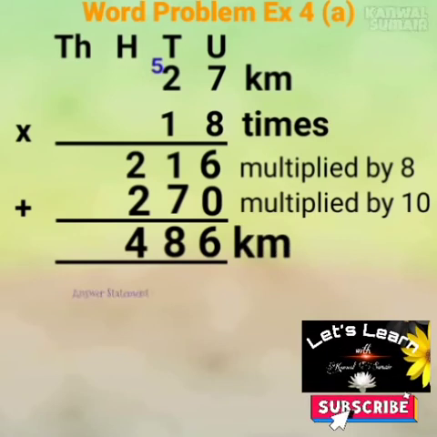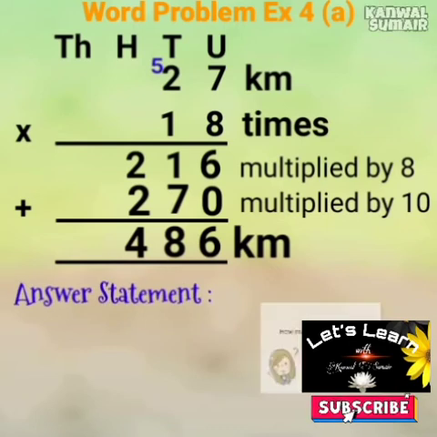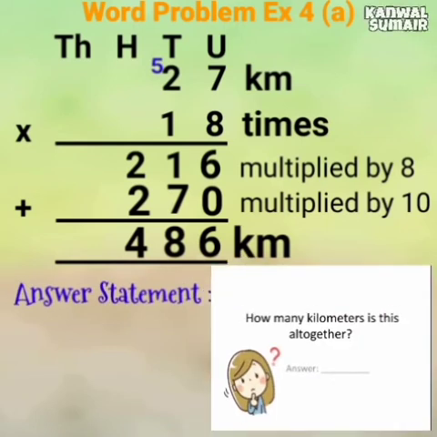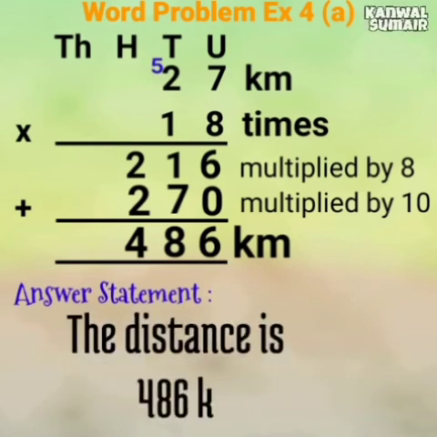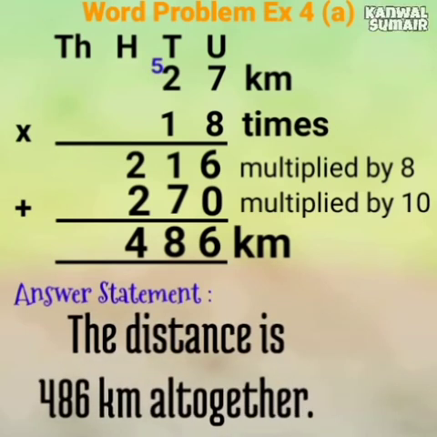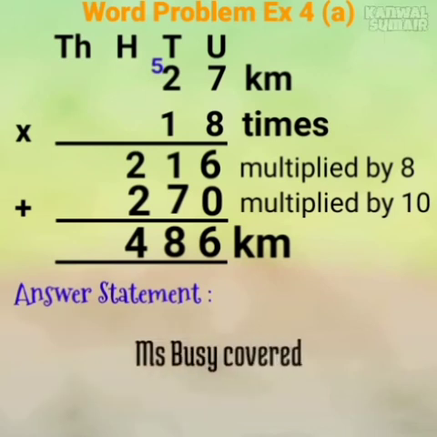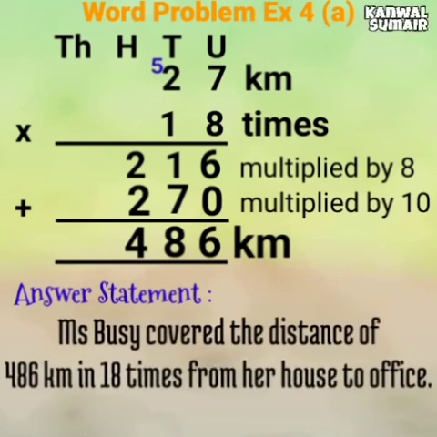It's time to write an answer statement. The question was, how many kilometers is this altogether? So you can either write the distance is 486 kilometers altogether, or you can write the detailed answer statement. Miss Busy covered the distance of 486 kilometers in 18 times from her house to office.